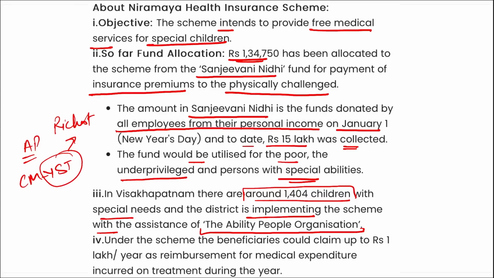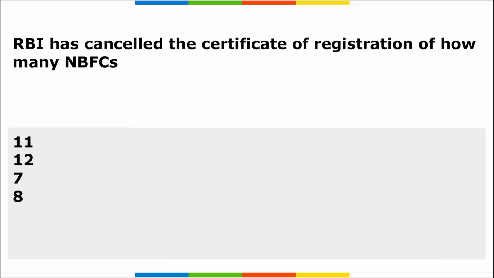See here, one more thing you can remember. A question that can be asked is that this particular scheme, the Nirmaya Health Insurance Scheme, is being operated by which ministry? It is being operated by the Ministry of Social Justice and Empowerment. Correct? Moving on to the next question.